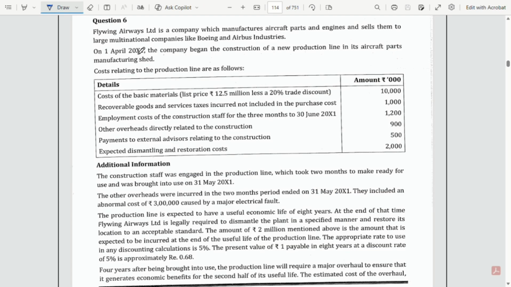Flying Airways Limited is a company which manufactures aircraft parts and engines and sells them to large multinational companies like Boeing and Airbus Industries. On 1st April 2001, the company began the construction of new production line in its aircraft parts manufacturing shed.